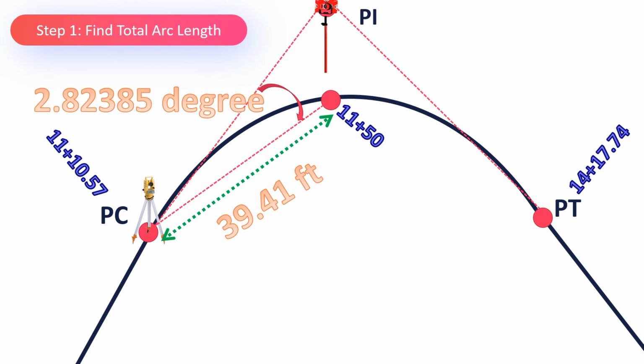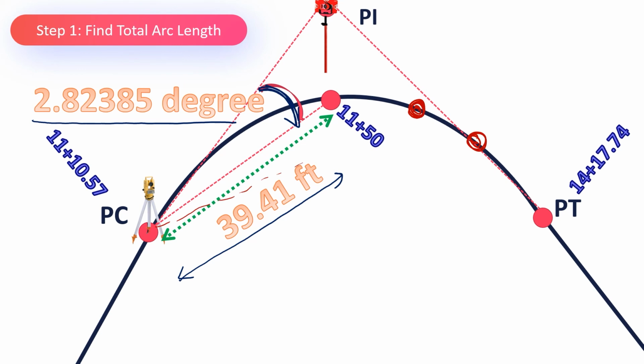So here you can see that the value of this long chord is 39.41 foot, and this deflection angle is 2.8235 degrees. Okay, so you can use the same technique to find the long chord and the deflection angle for all the intermediate stations. So for this station, your deflection angle would be this angle, and your long chord would be this distance.